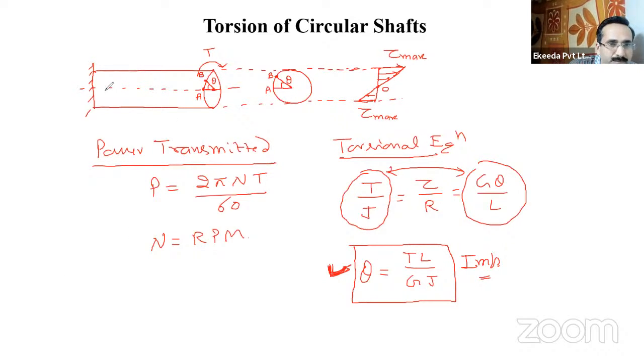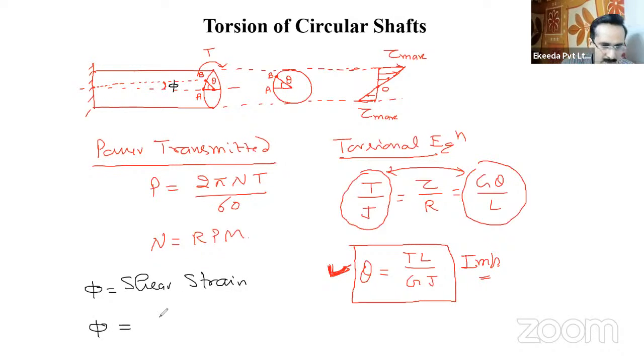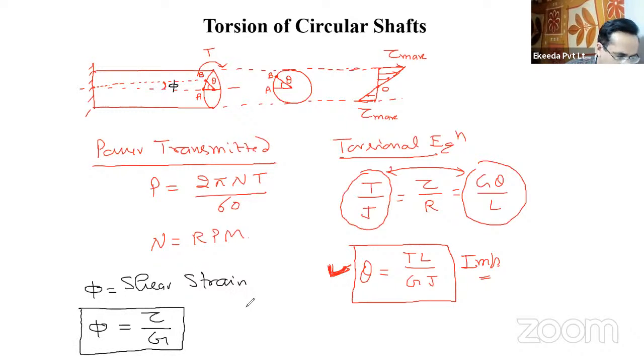Another thing is shear strain. There is straining of the material from A to B. So this is called shear strain. This, which I am making with black, this is called phi, is shear strain. In basics you have to go there, that shear strain is the ratio of shear stress upon modulus of rigidity, tau upon G. This is shear strain, right?